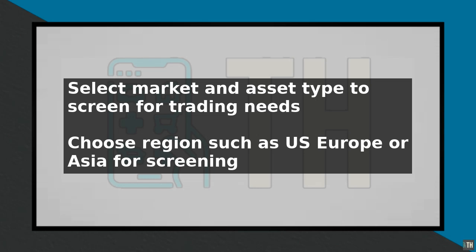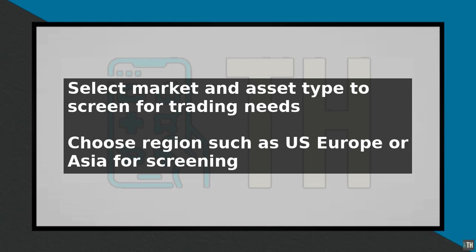Once you have selected the market and asset type, you can filter the results using various criteria, including price, volume, and technical indicators. You can also add your own custom filters using the Pine programming language.